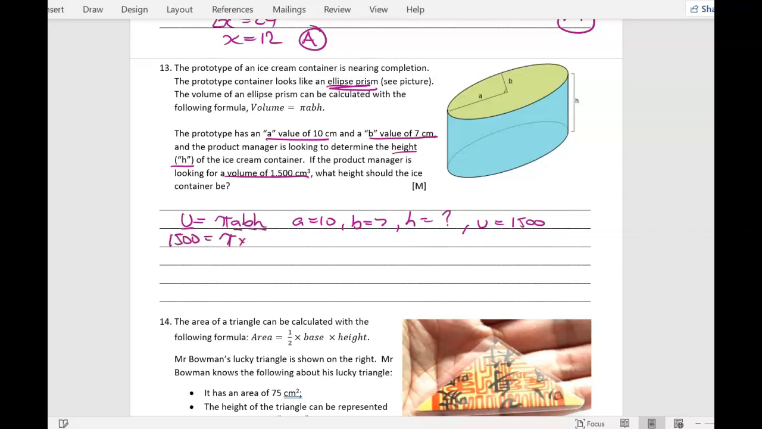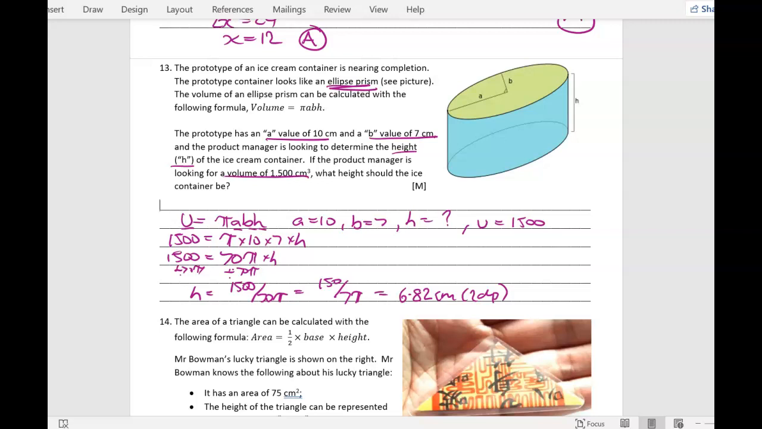is equal to pi times 10 times 7 times height. That simplified, 1500 is equal to 70 pi times height. I'm going to divide by 70 pi, divide by 70 pi. That means h is equal to 1500 divided by 70 pi. If you wanted to leave it in terms of pi, you could simplify that to 150 divided by 7 pi, or you could convert that to a decimal, which hopefully you got 6.82, our units centimeters, rounded to 2 decimal places.